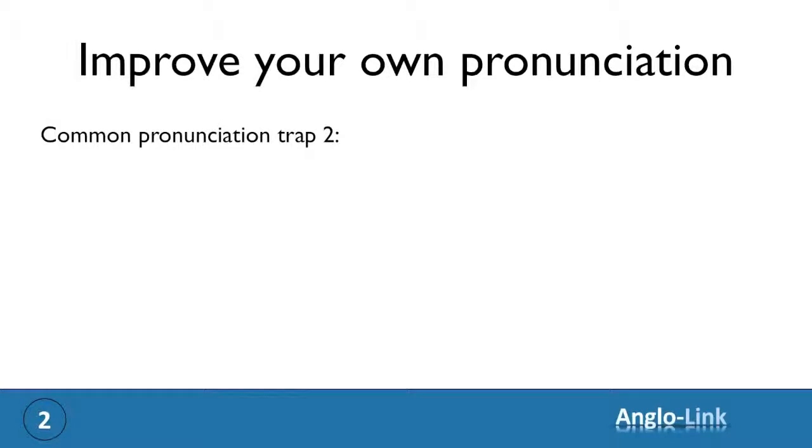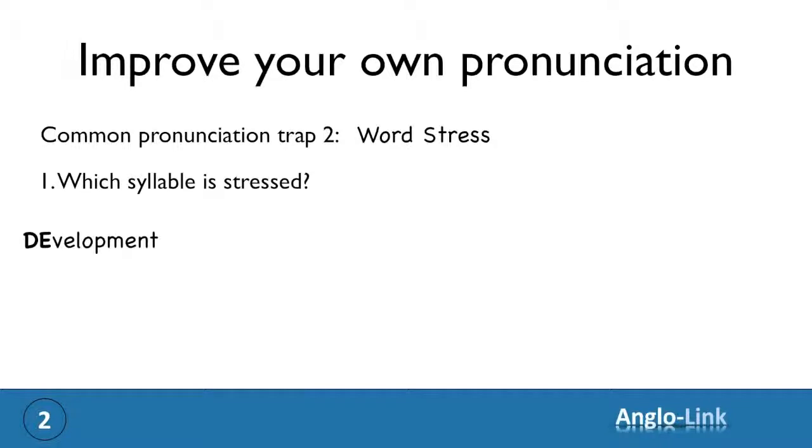Okay, let's look at the second common pronunciation trap, which is word stress. In many languages, the strength of your voice is spread equally among the syllables in a word. In English, however, if you have more than one syllable in your word, you have to decide which syllable or syllables take the stress of your voice and which ones are de-stressed. Let's look at an example. Here's a word with 4 syllables.